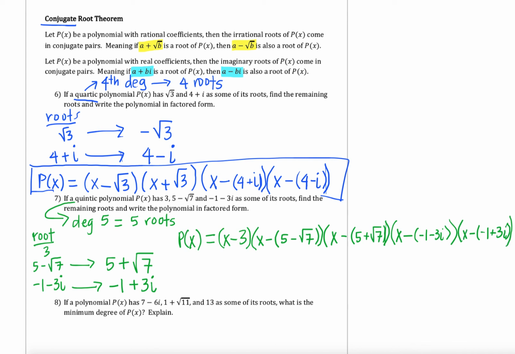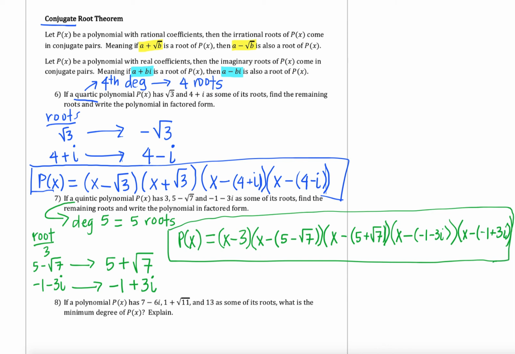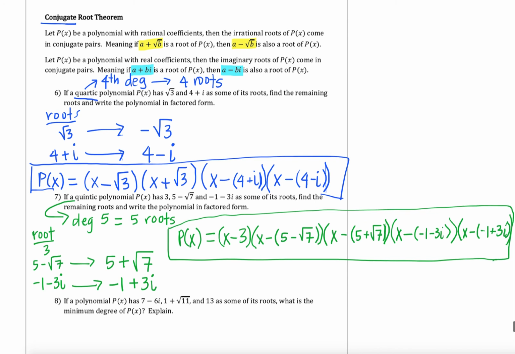So for each one of these, because we have more than one term in our root, we have to make sure we have that extra set of parentheses in our factor. There is no need to FOIL it out. I do not want you guys to FOIL it out at all. Please leave this in factored form. Let's look at our last example of this type.